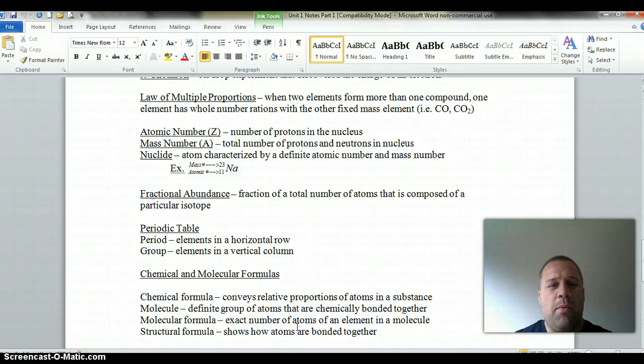Law of multiple proportions, pretty straightforward, that two elements can combine to form more than one compound. So you can see the examples: carbon monoxide, CO, and carbon dioxide, CO2. It's usually done in organic compounds, so things that are carbon-based. Because carbon can have 4 bonds because of its electron configuration, it allows it to do many combinations with the same element or different elements.